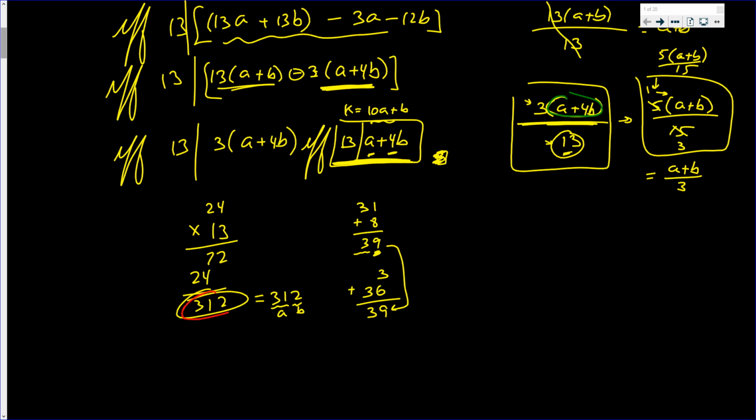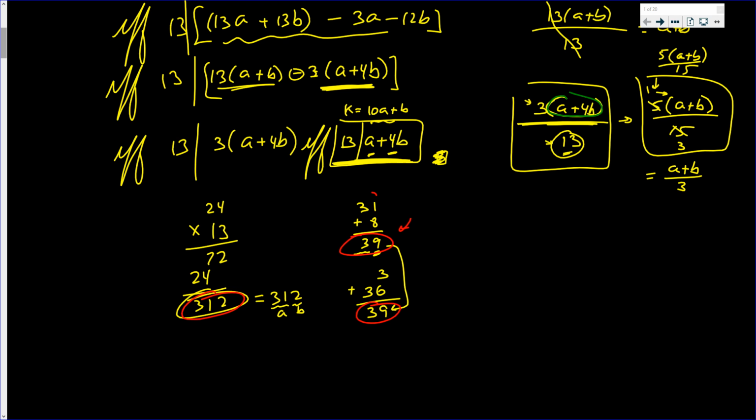Okay, so 13 goes into all the numbers we came up with. 13 goes into 312, 13 goes into 39, and since we didn't like 39, we tried again, and again we got 39. Okay, so this is how it works.